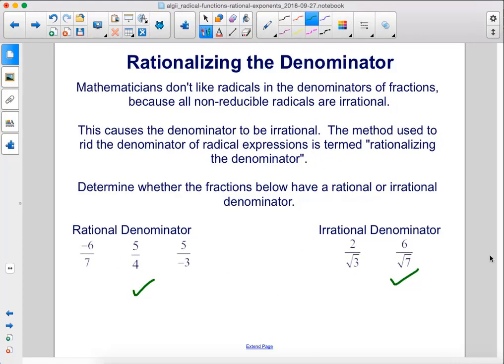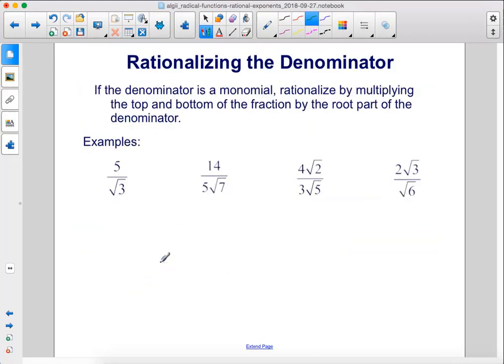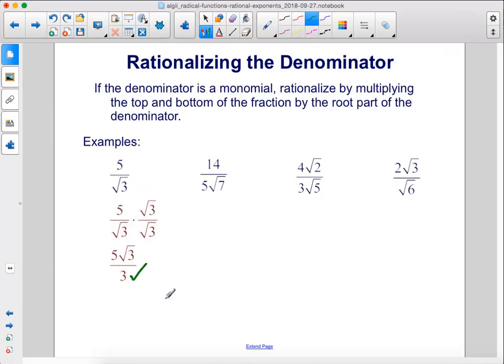And there we go. If the denominator is a monomial, rationalize by multiplying the top and bottom of the fraction by the root part of the denominator. So here, we're going to multiply the top and bottom by the square root of 3 divided by the square root of 3, which is 1. But when we multiply them out this way, we get 5 times the square root of 3 divided by the square root of 3 times the square root of 3, which is 3. And there we have it.